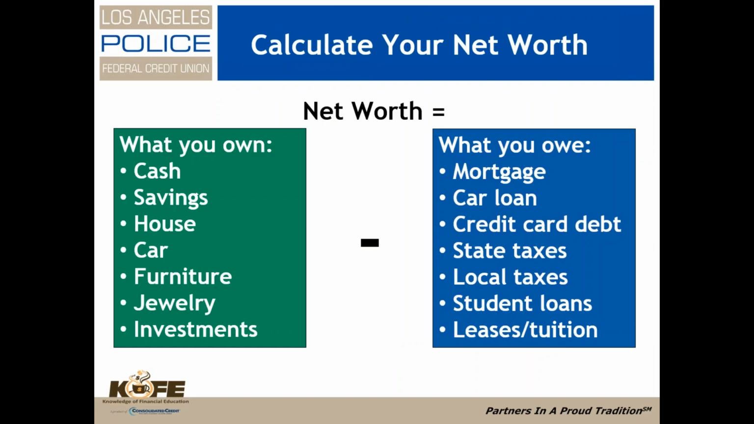So net worth is basically assets minus liabilities. A simple way of defining this is simply what you own minus what you owe. So first you want to take a look at a couple of things. You'll need to make two lists and get a calculator.